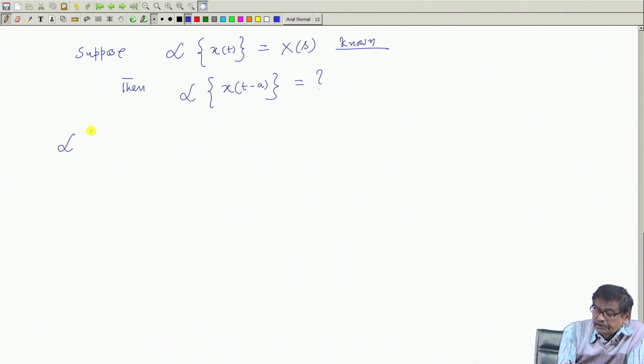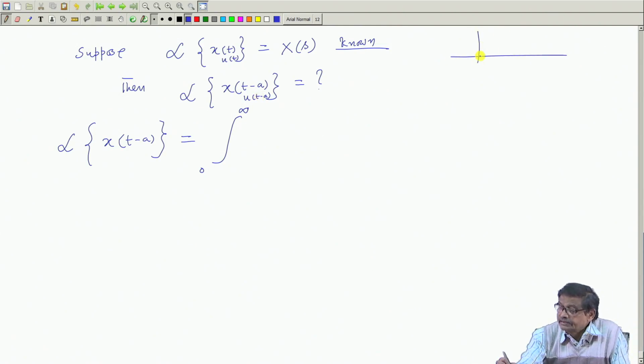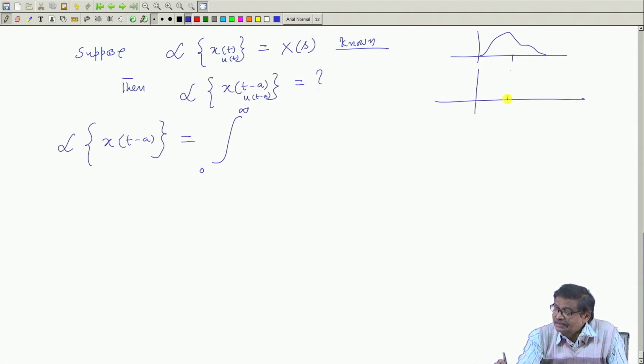So, I will say Laplace transform of x(t minus a). By definition, the single-sided Laplace transform of x(t) into u(t) is this one. I want to find out the Laplace transform of this function. x(t) is a function like this, suppose. Where will x(t minus a) be? Suppose this is a. The same function, its form will remain the same, but it starts from here.